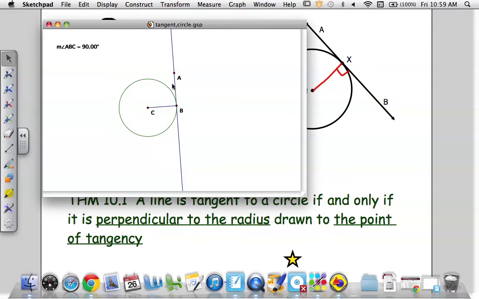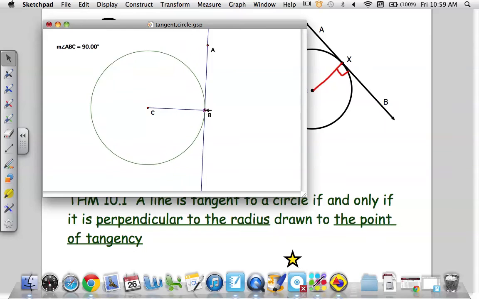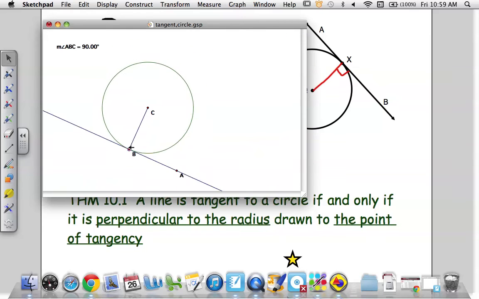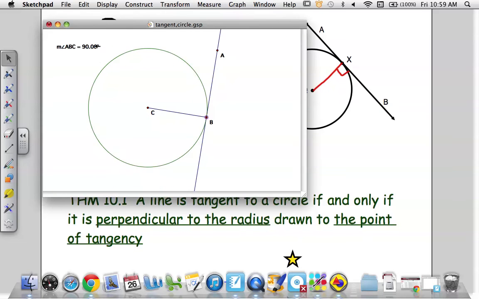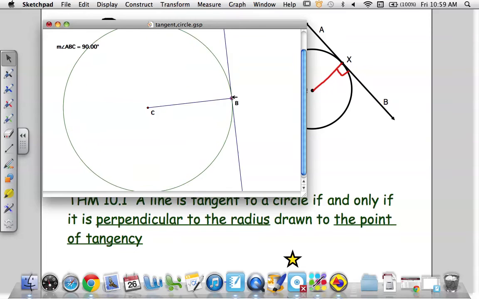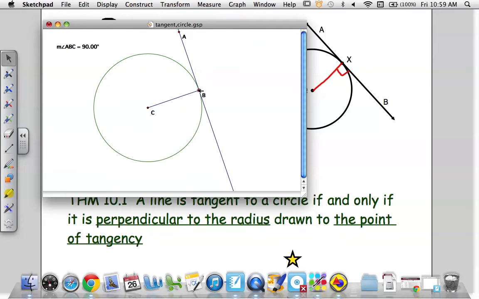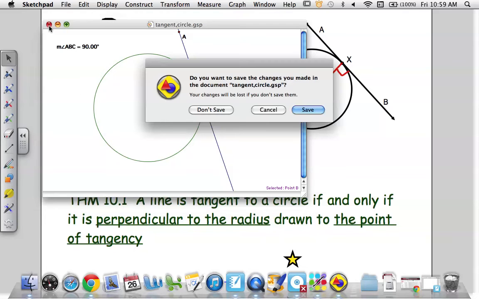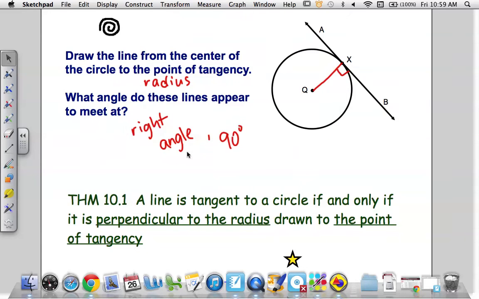I have a circle. The center is at C, B is a point of tangency, and this line AB is a tangent line. And you notice the measure of angle ABC, which is at angle B, is 90 degrees. And no matter what, watch the 90 degrees, it'll never change. If I grab that circle, I'm changing the size of the circle, I'm changing where it is, but no matter what, this is staying 90 degrees. Because a tangent line is always perpendicular to the radius drawn to that point of tangency. And we're going to use that fact as we do some examples here.